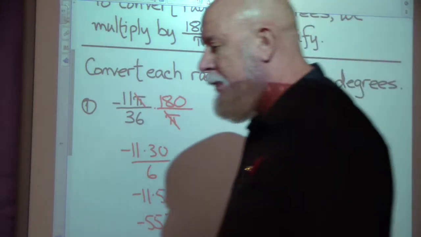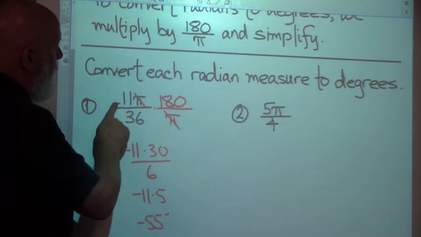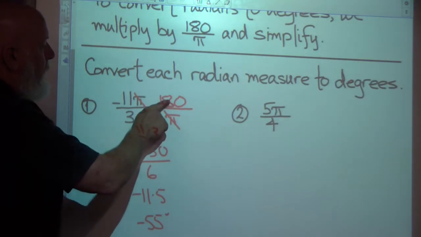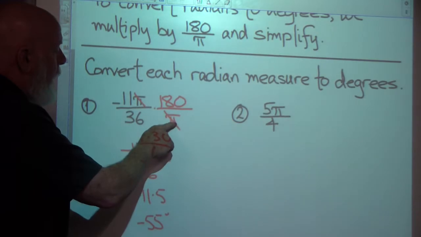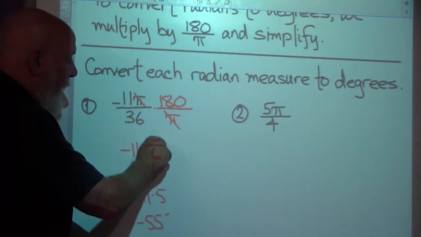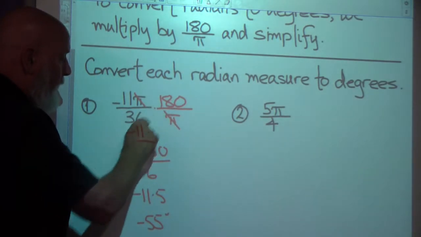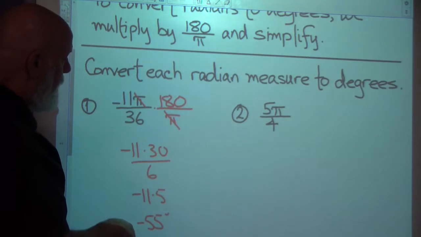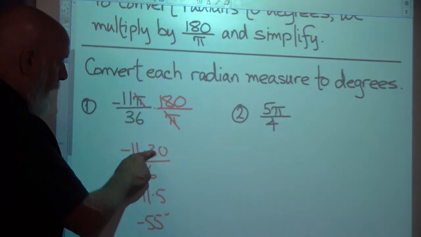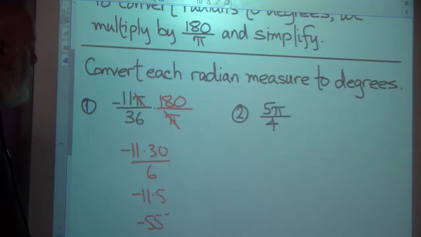Yay, that's right. I got my answer sheet here. So what did I do? I was given radians. I multiplied by 180 over pi, and I canceled out my pi's right away. And I reduced this. I just saw that they would both divide by 6. And then I said, hey, these will divide by 6 again. And so there we are. That's what I did.